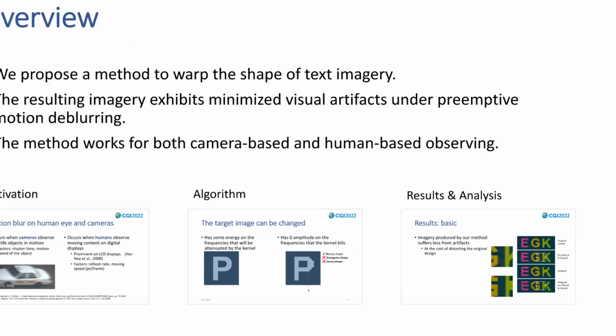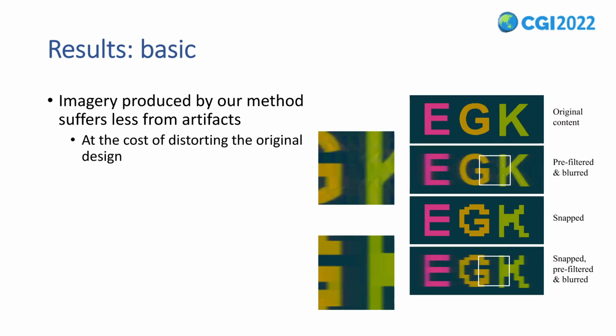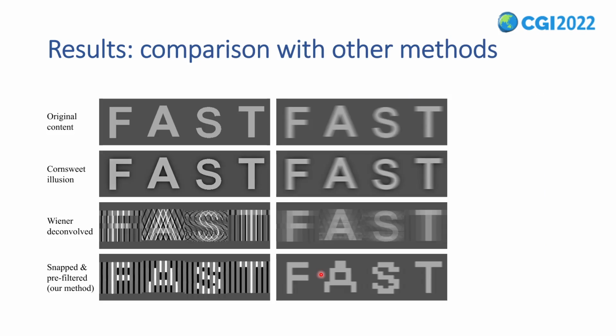Now we show some results. We start by showing the letters in a very basic setting, the original design, its pre-filtered and blurred version, and then the snappy design with its pre-filtered and blurred version. In these close-ups, artifacts can be seen in the original design, but not in our warped snappy design. The amount of sharpness improvement is about the same.